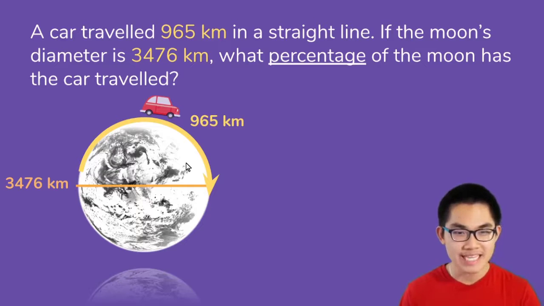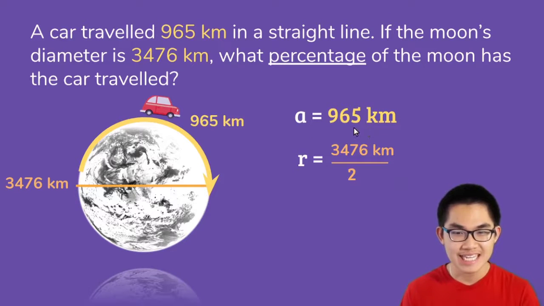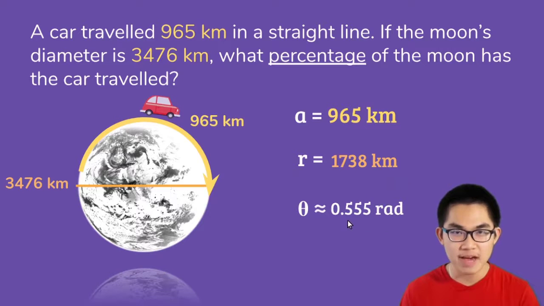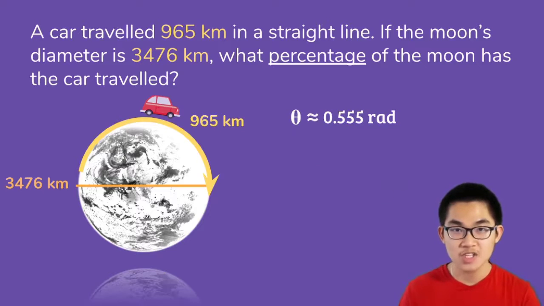All right, so the arc length is 965 kilometers. The radius is half the diameter. So that's going to be 3,476 kilometers divided by 2, which is 1,738 kilometers. And so using the formula, we take A divided by R, which is 0.555 radians. So we got the angle in radians, and that's great.